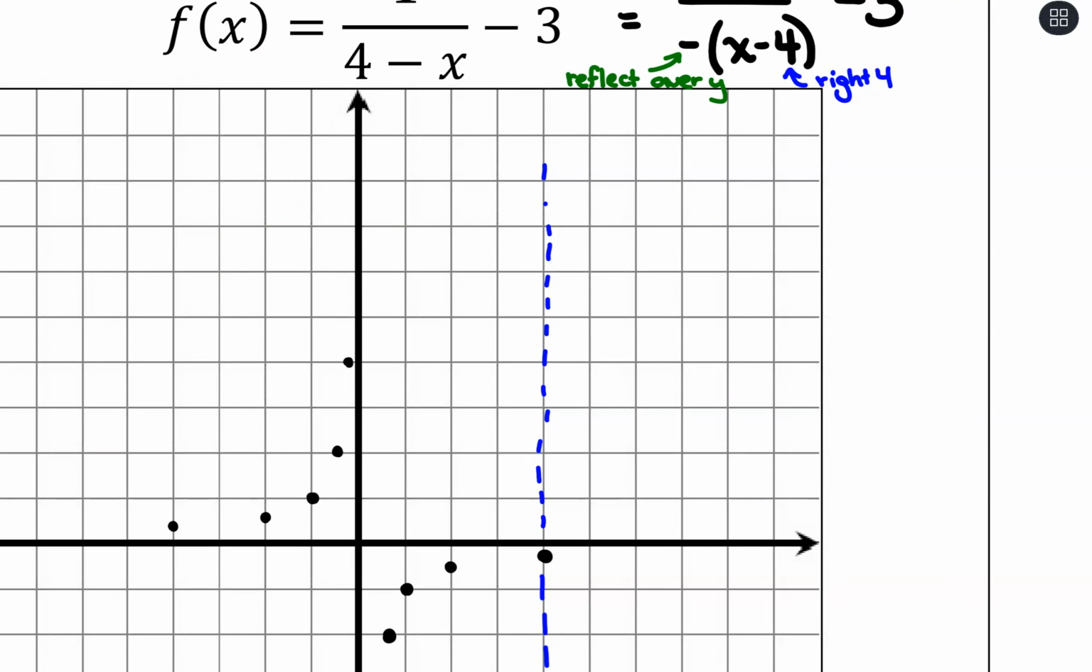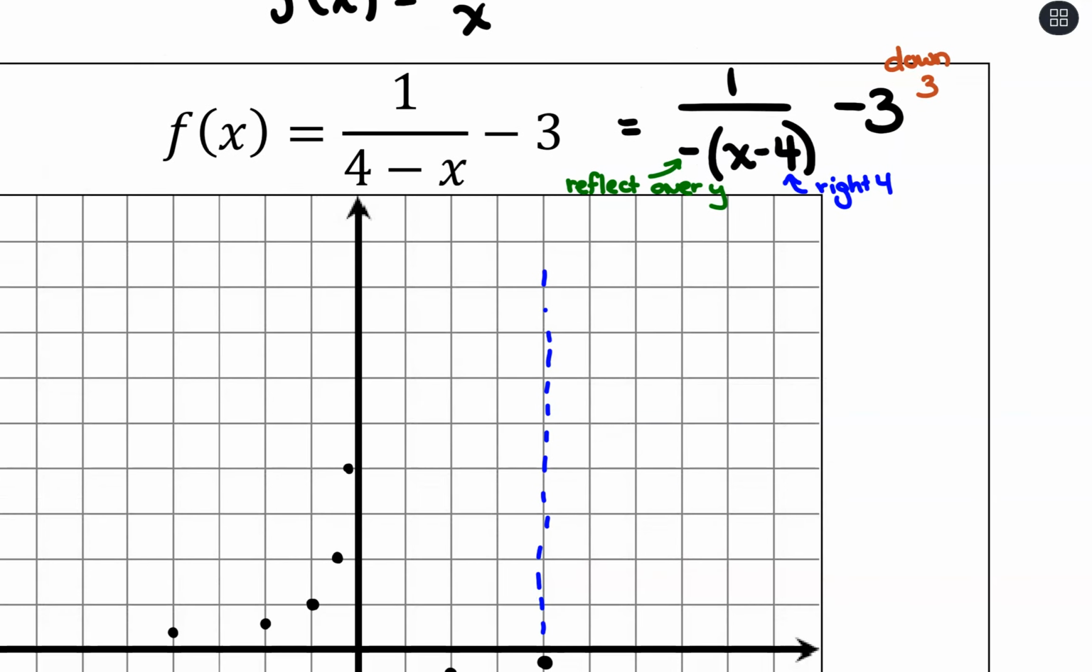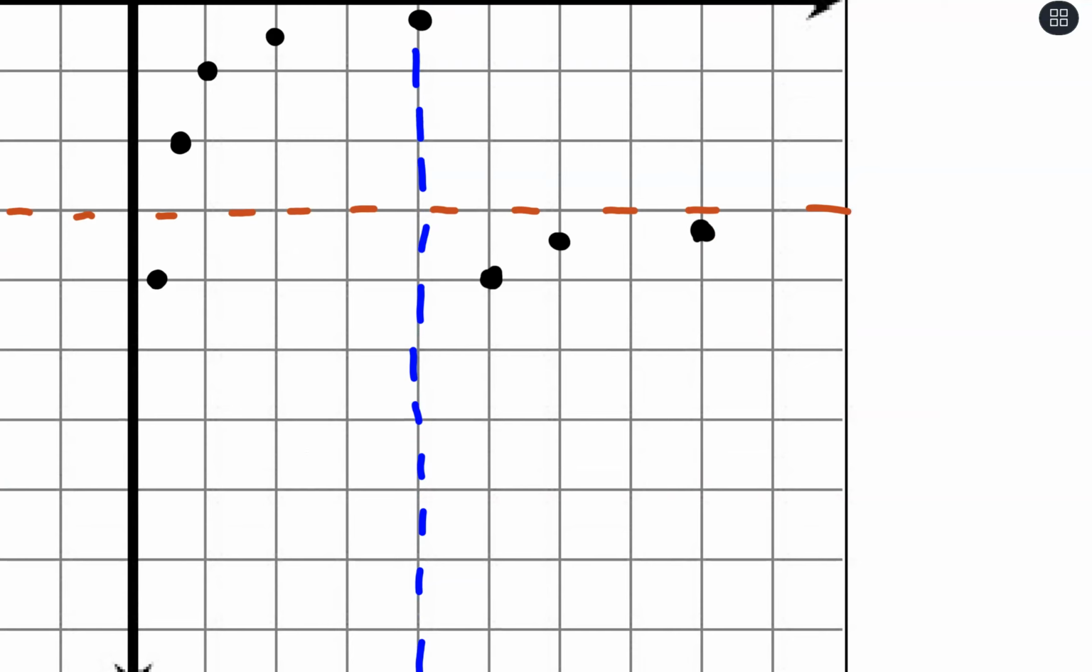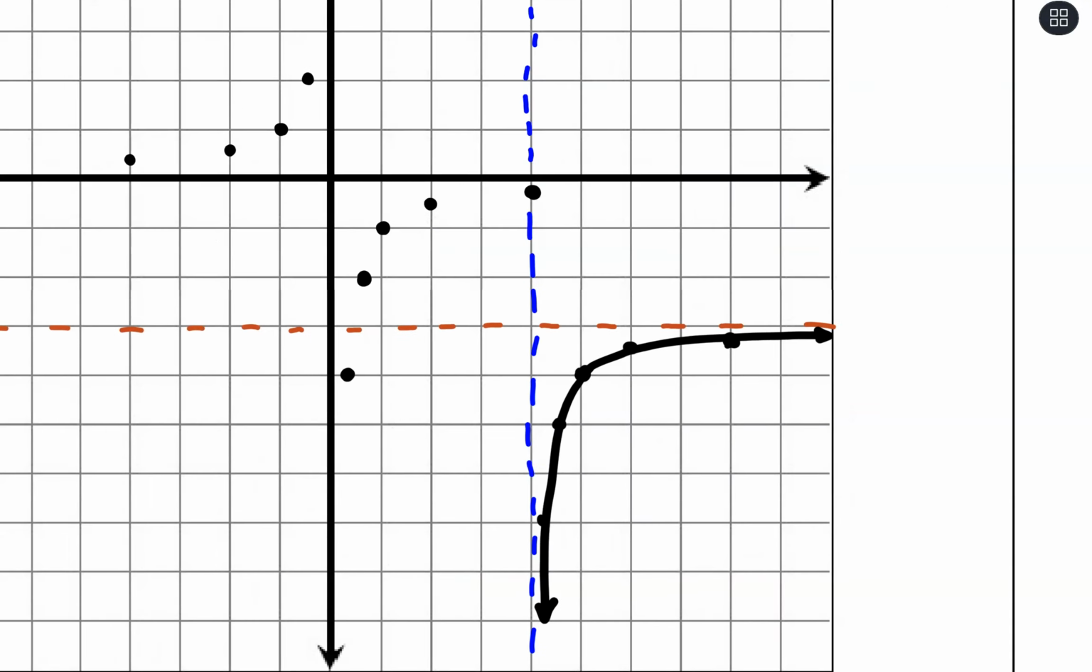But I do like to just kind of double check my work by following our transformation as well. So like right 4, 1, 2, 3, 4, down 3, 1, 2, 3. And then same for that one. And then like that, where I would have 1, -1, I go 1, 2, 3, 4, 1, 2, 3. So that's all lining up very nicely there, and then connect those dots for our lower portion. And I'm going to delete those.